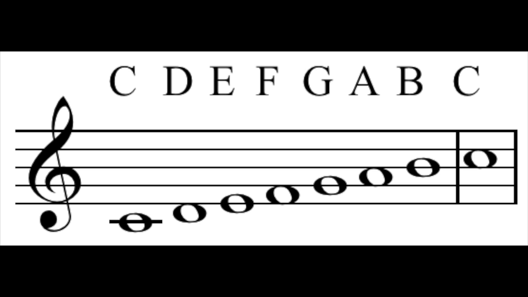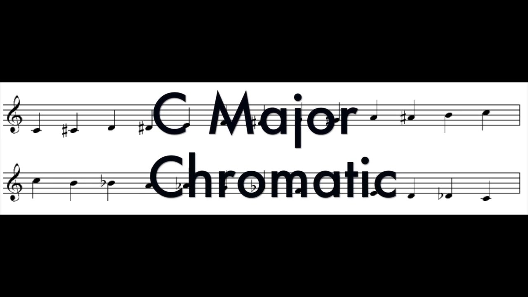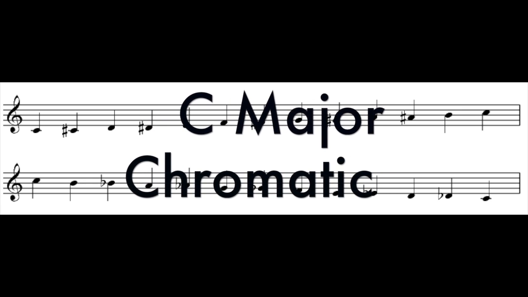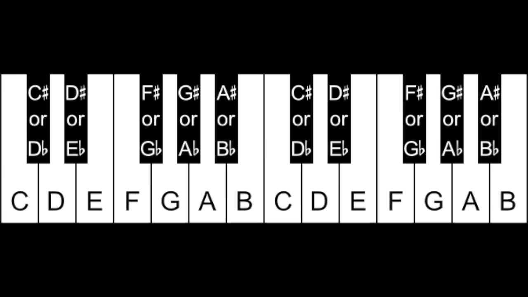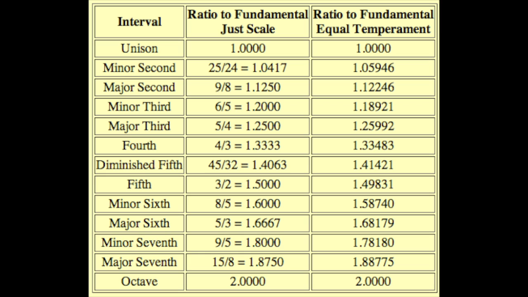There are many types of scales and quite a lot of theory behind them, but to keep things simple, we only have to refer to two of them, C major and the chromatic scale. In reference to a piano, the chromatic scale is simply every key, and C major is every white key, starting on C. There are two classifications of scales that exist, the just scale and the equal tempered scale. A just scale is the most natural form of scale, and the notes in it are related by simple ratios.